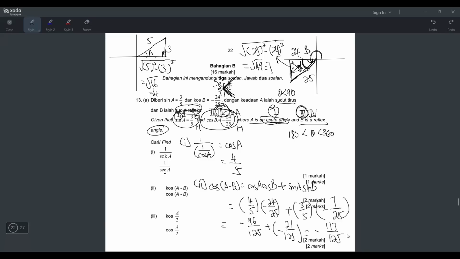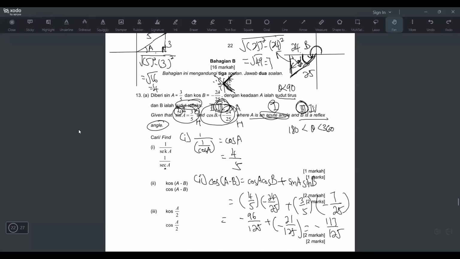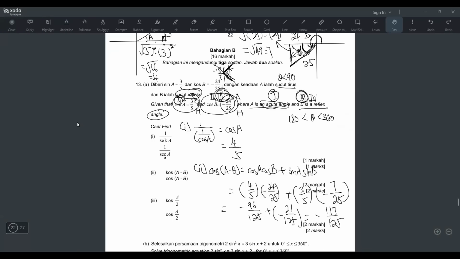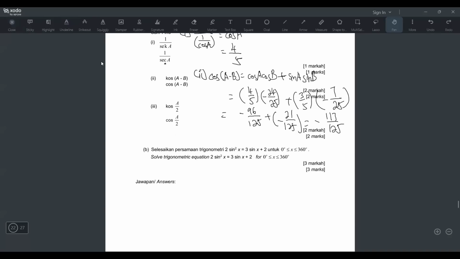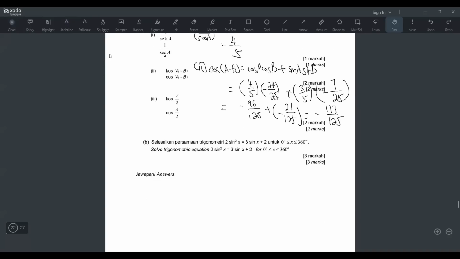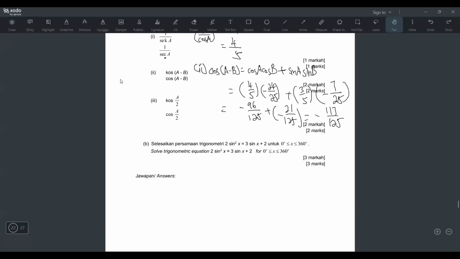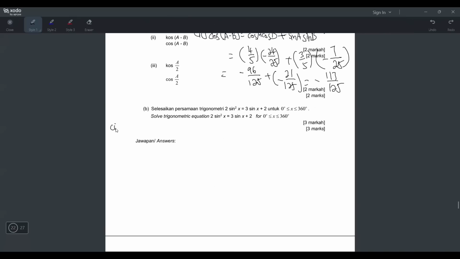All right, so this is the final answer. Okay, all right, sudah siap. Now we can do question number 3. Number 3, I need space. So where should I do it? I think I will do it down here. Not enough space already here. Okay, I'll just do it here lah, on the side here.